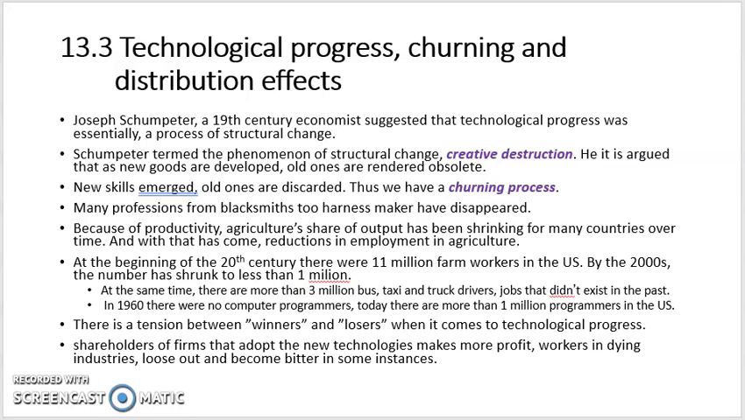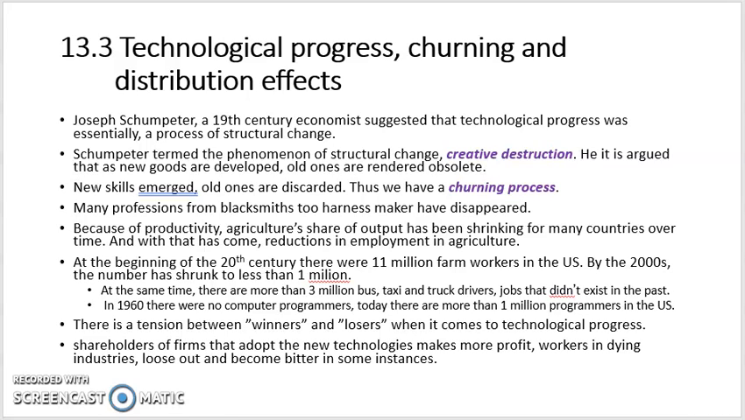Many professions, from blacksmith to hand maker, have disappeared over the years. Because of productivity, the agricultural share of output has been shrinking in many countries over time, and with that has come a reduction in employment in the agricultural sector. This is due to technological progress that has brought structural change that demanded different types of skills from those that were used in the past.